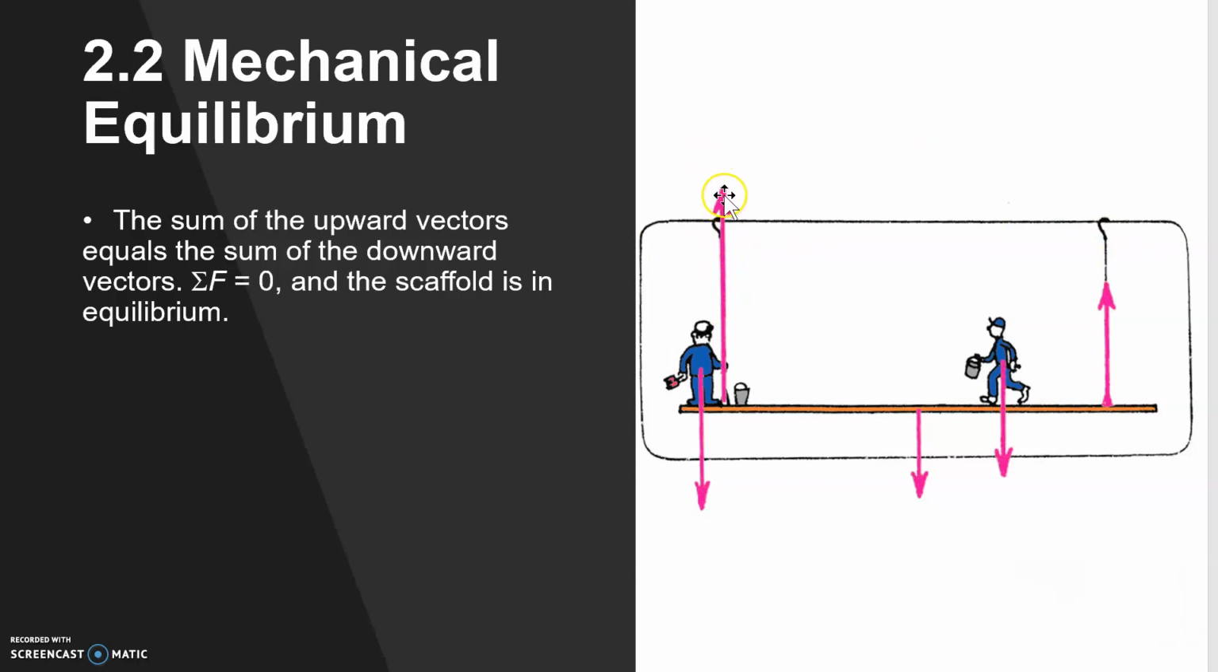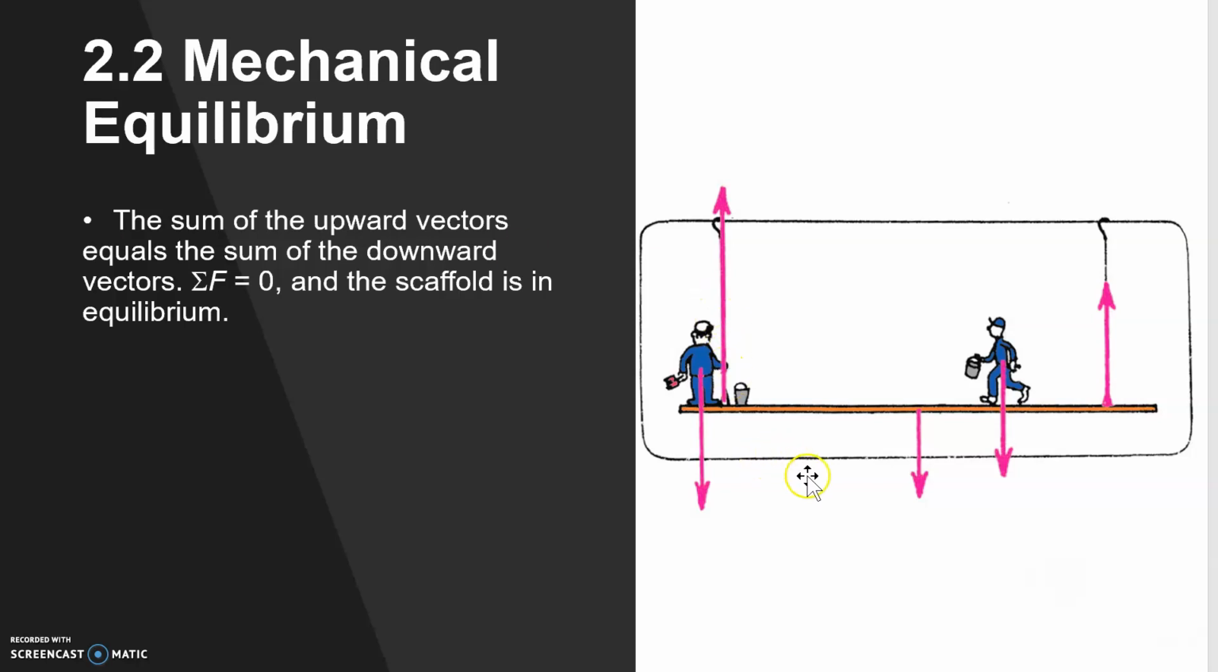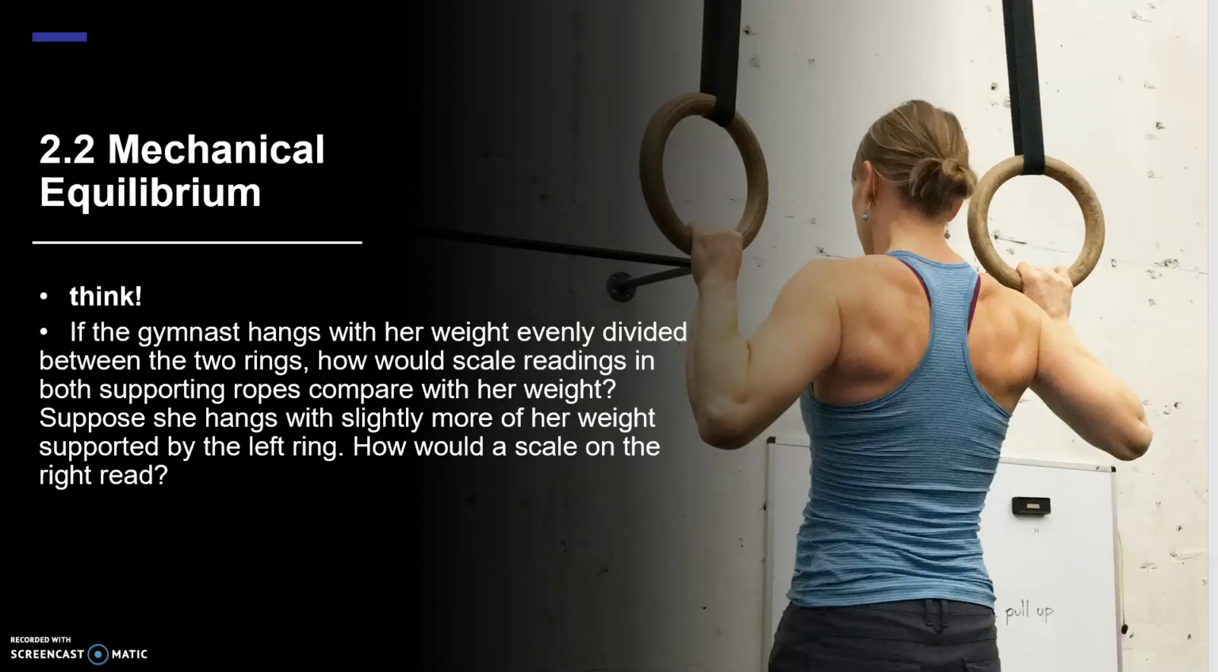We would say the support force is the tension force, and the sum of these two upward vectors should equal the total sum of the downward vectors. They should be equal, and obviously they're opposite. The sum of the vectors, like I said, should all equal 0 for the scaffold to be in equilibrium. The fact that it's not falling or flying upward means it must be in equilibrium.